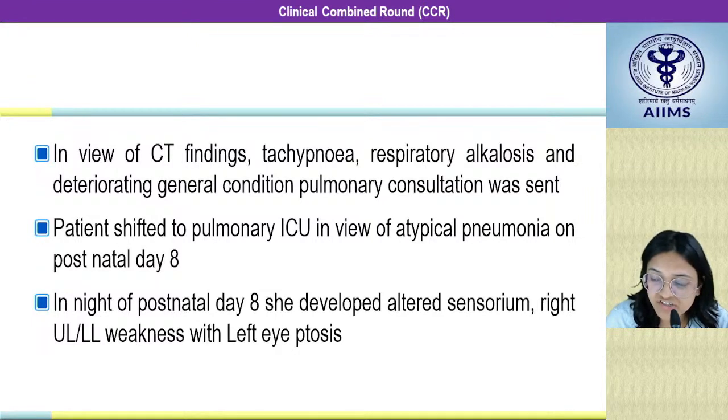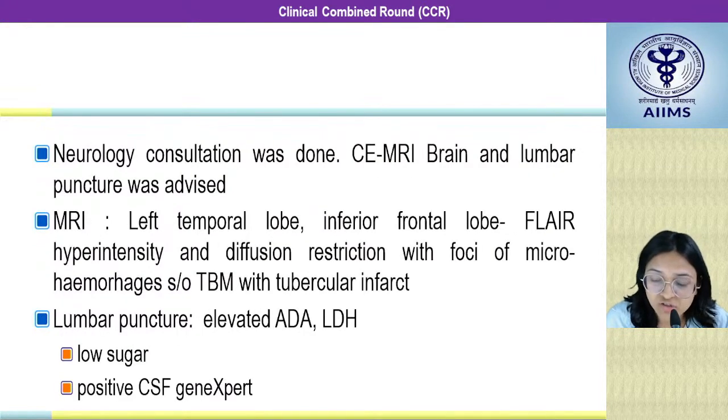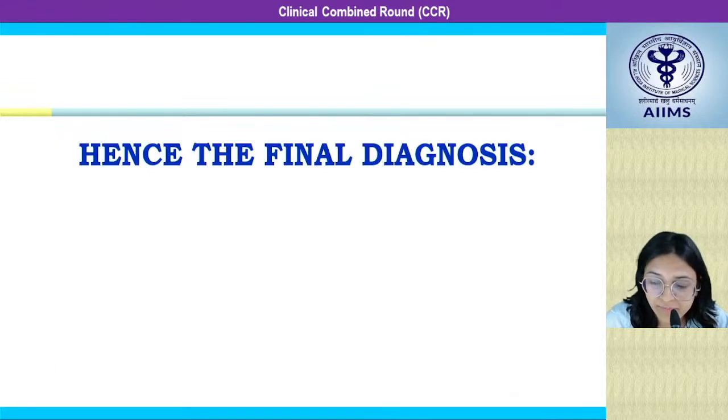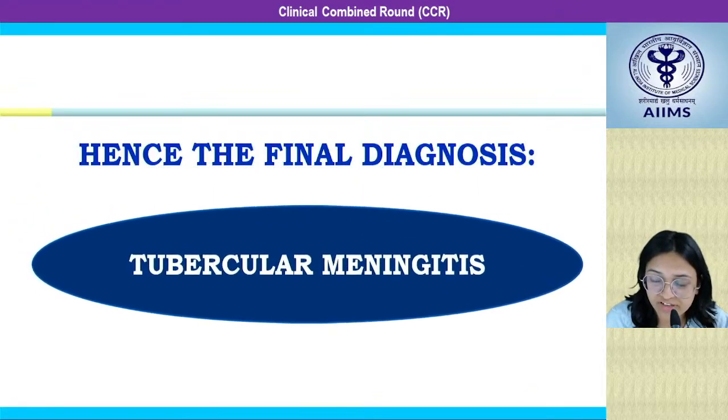The same night, she developed altered sensorium, right upper limb and lower limb weakness, and left eye ptosis. So neurologic consultation was done, and CE-MRI brain and lumbar puncture were advised. The MRI was suggestive of TBM with tubercular infarct, and the lumbar puncture showed the same picture as well. So finally, we made the diagnosis of tubercular meningitis.